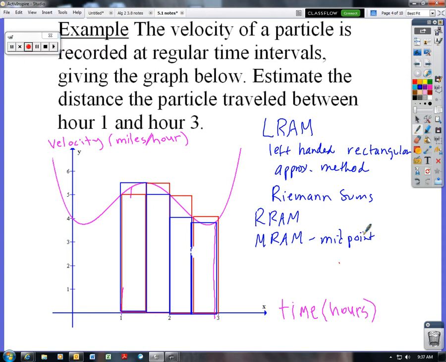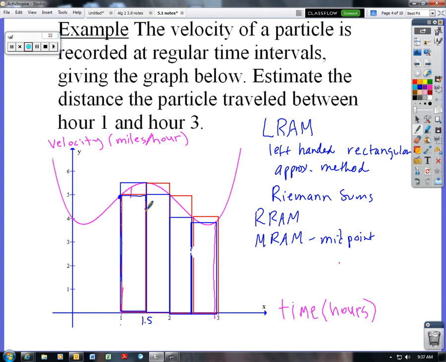So if you look up here, this person has some red rectangles and some bluish rectangles. Which one is which? Well, what you want to do is look down here at your time interval. I've got a time interval from 1 to 1.5. On that interval, if I start on the left-hand side at 1 and come straight up until I hit the curve, and then come across and draw a rectangle, that's my LRAM, or it's going to contribute to my LRAM. Because on the left-hand side of this interval at 1, if you come up, that's where it hits the curve.